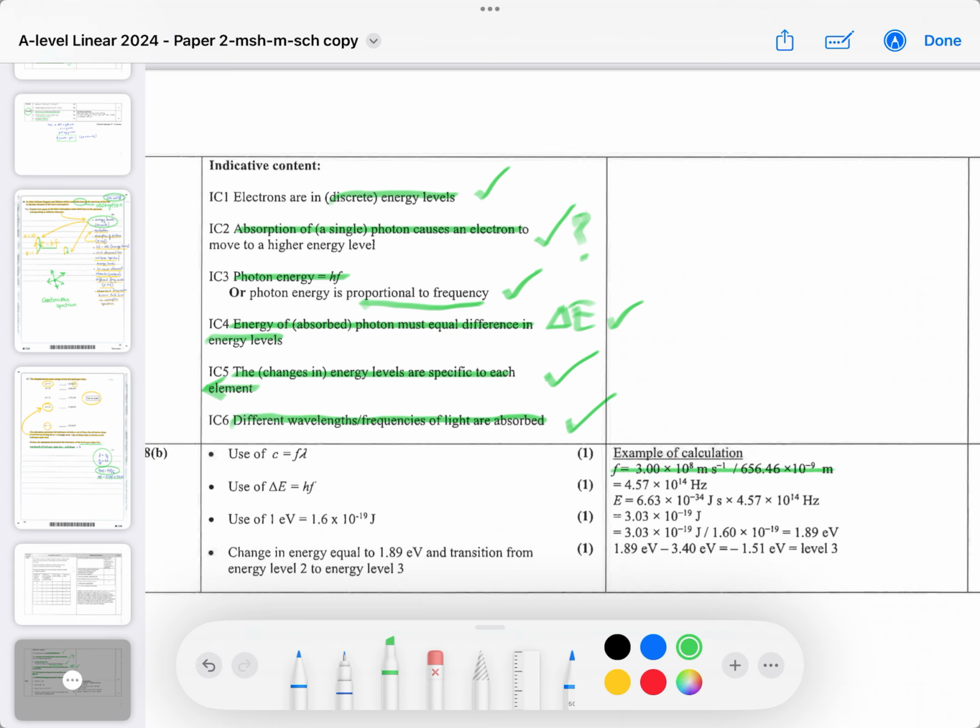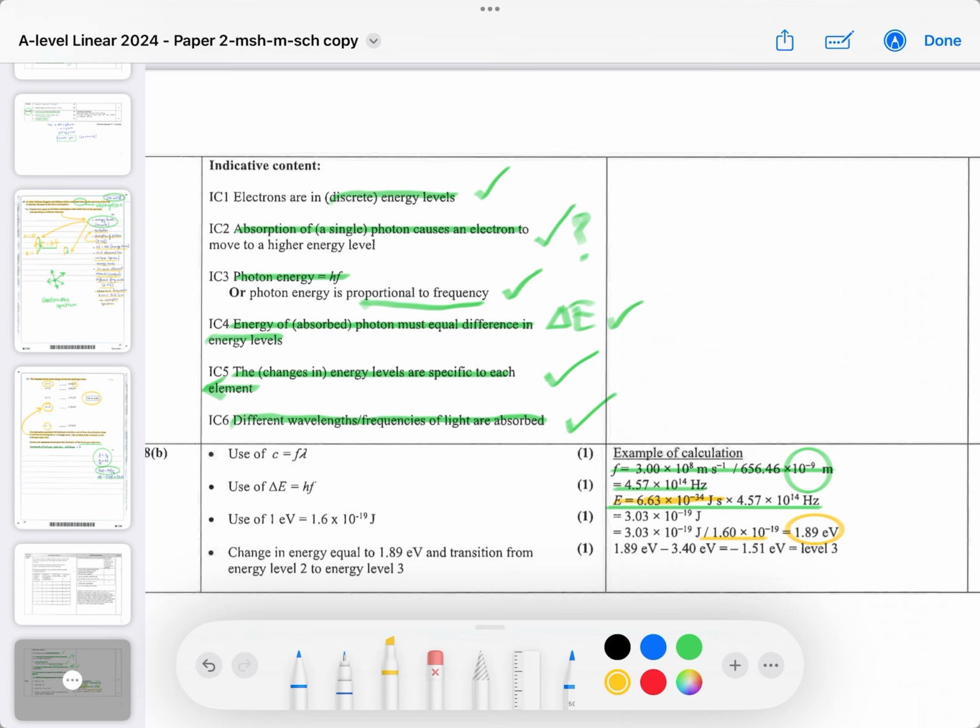Remember, nano means 10 to the minus 9. So you get the frequency is about 10 to the 14 hertz. Okay, then you change it into joules. Yeah, h times f. h is 6.63 times 10 to the minus 34, that's Planck's constant. That's given to you in a data sheet. So we've got it in joules, and then dividing by 1.6 times 10 to the minus 19 gives you the energy difference, the energy transition, of 1.89 electron volts.